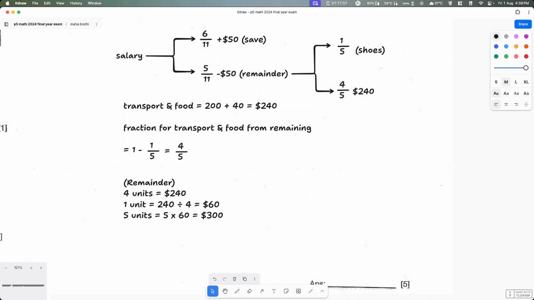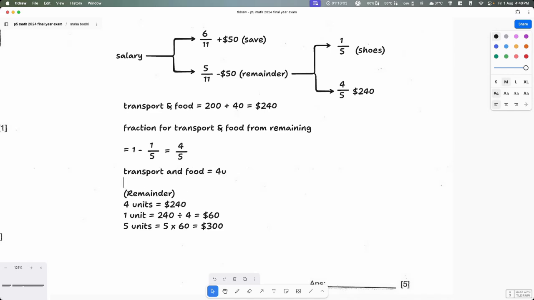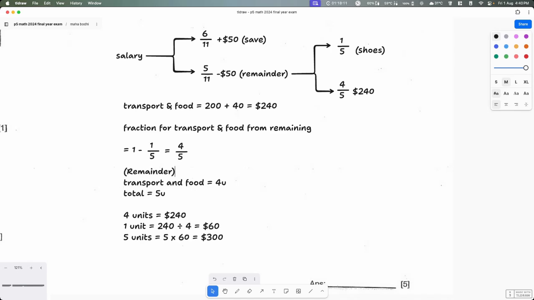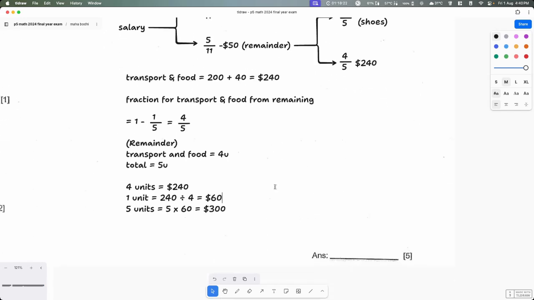So it means transport and food is 4 units. Total is 5 units, and this is for the remainder. I'm just going to put it here, remainder. So now we get the remainder. So now we know the remainder itself, right? The next thing is, this one not enough space, let me put a line here. So it's over here.